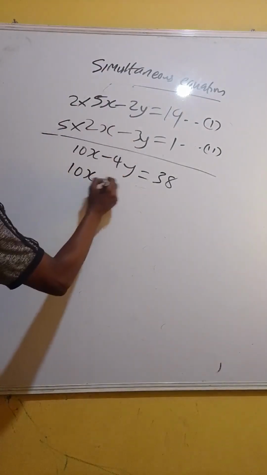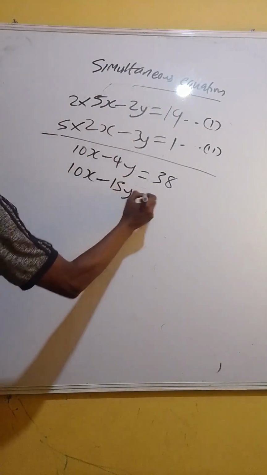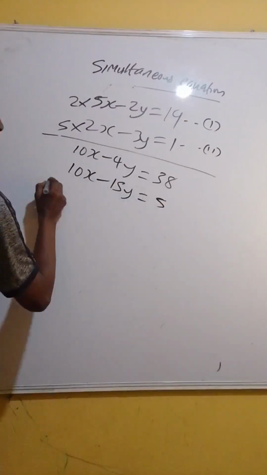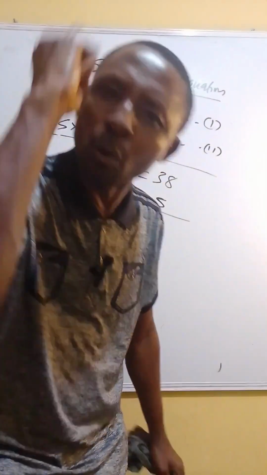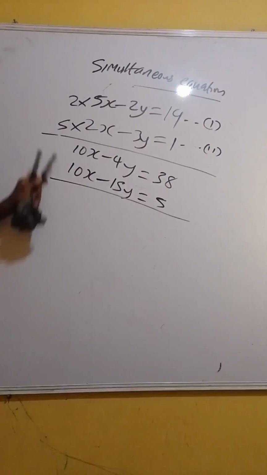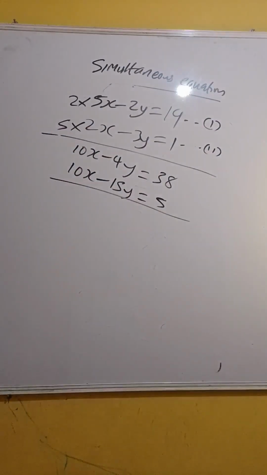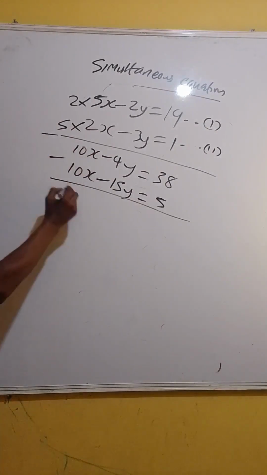5 times this will give me minus 15 y. 5 times 1 will give me 5. Now, do your line. The x's are the same coefficient, 10x and 10x. How do I eliminate? Put your minus, subtract. 10x minus 10x will give me 0.